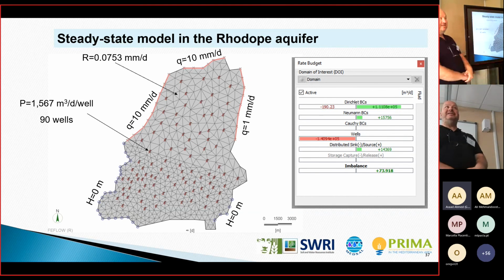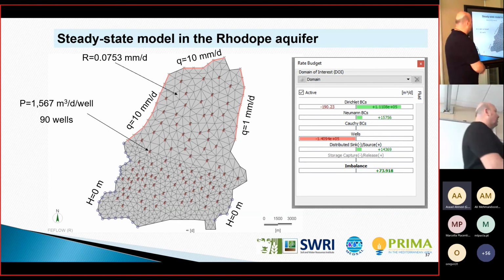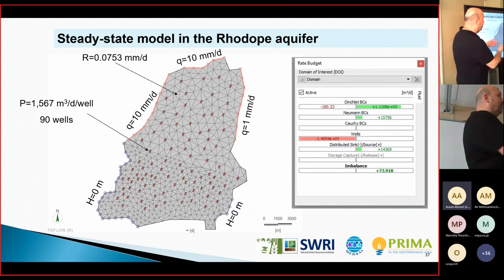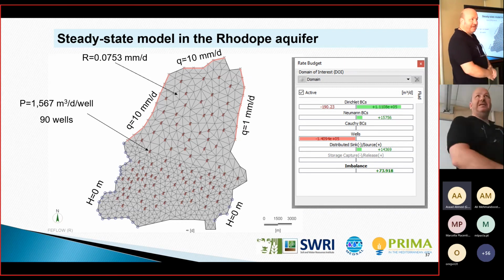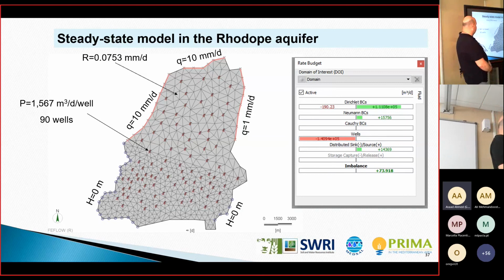And since we are in steady state mode, this means that all these inflows of water should be equal to the volume of water extracted from the aquifer. And you see that the water is abstracted by the pumping wells. You can see at the bottom the imbalance, the error of the model, let's say.